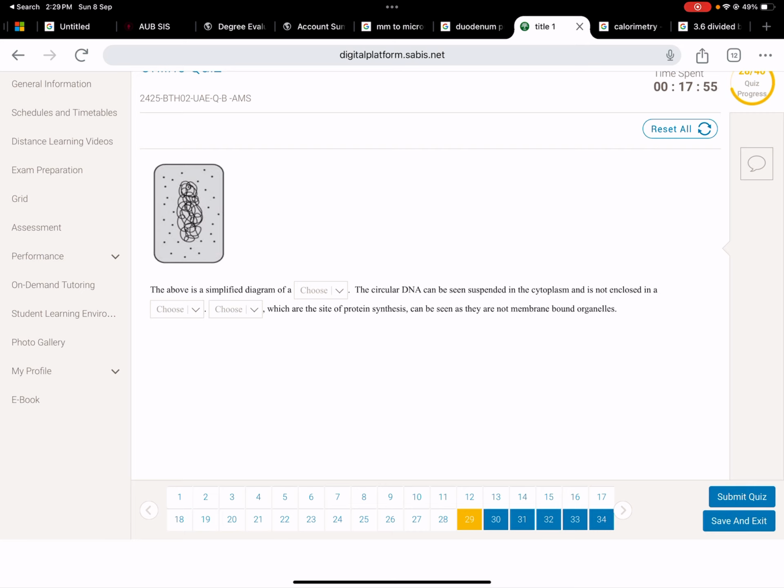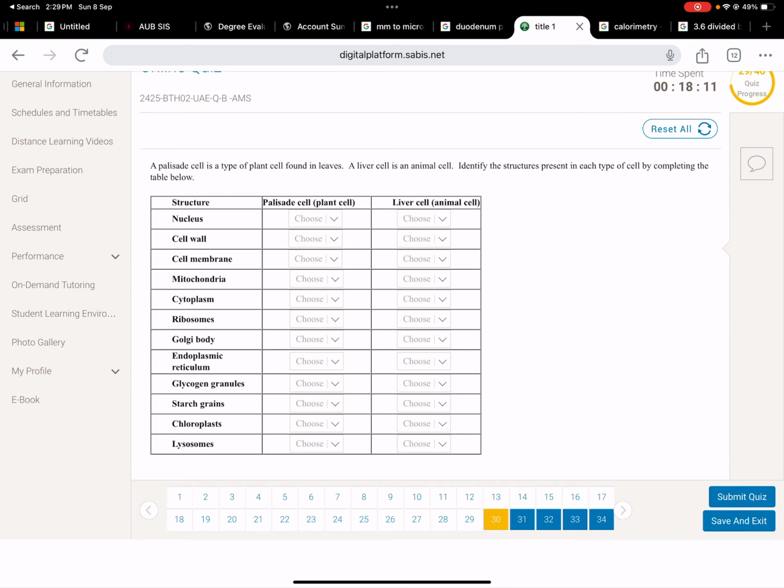The above is a simplified diagram of a prokaryote. Why prokaryote? Because we do not have a nucleus. The circular DNA can be suspended in the cytoplasm and is not enclosed in a nucleus. And then ribosomes are the site of protein synthesis.